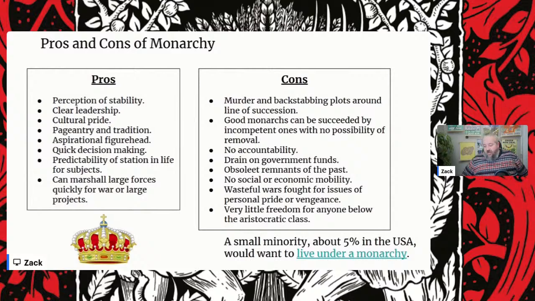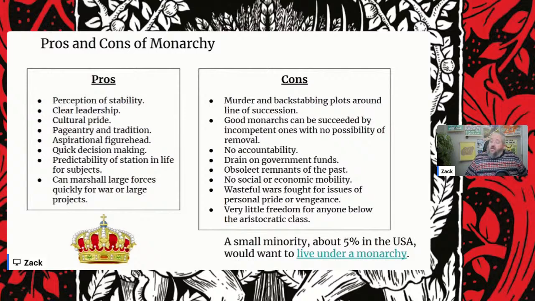There's not the uncertainty of, if you go this route and you get a college degree, are you going to be able to get the kind of job you want? And are you going to file for bankruptcy and lose all your money? Your station in life is pretty much laid out for you. Some people see that as a plus. They can marshal large forces very quickly for war or large projects. That's part of that quick decision making. The monarch snaps their fingers and people go to war, for good or bad reasons.